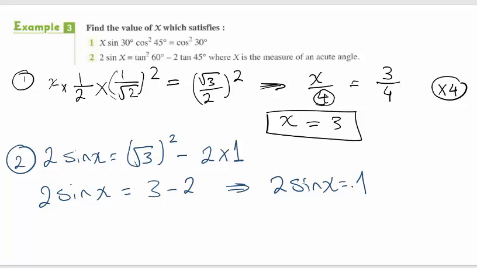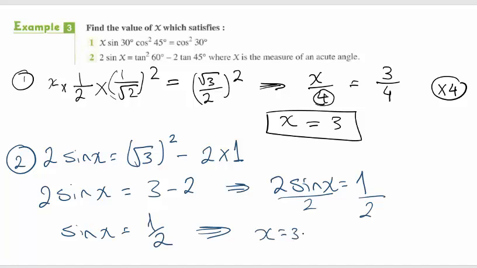How to find sine x? I will divide both sides by 2 so that I can find that sine x equals 1 over 2. So he's not asking you about sine x, he's asking you about the value of x. So what is the value of x? What is the angle whose sine is half? I think, as we said before, that x equals 30 degrees. Why? Because we studied before that sine 30 equals 1 over 2 or equals to half.